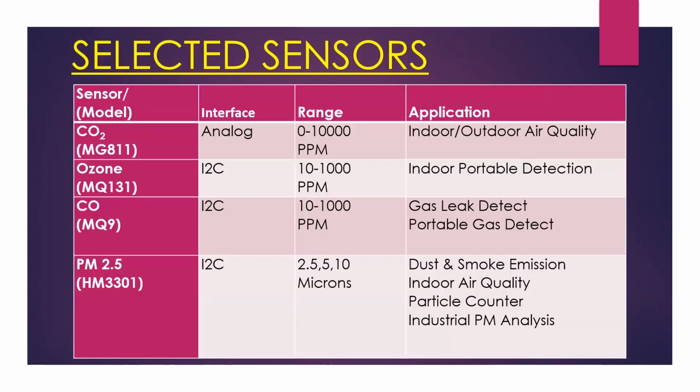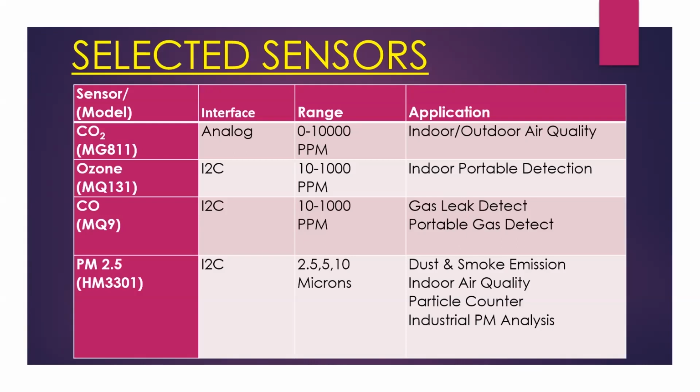So just a quick table here that overviews some of our selected sensors that we ended up using for our project. The CO2 was an MG811 sensor. The ozone was an MQ131. The carbon monoxide was an MQ9. And the particulate 2.5 microns was the HM3301.